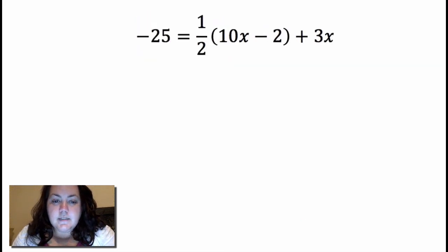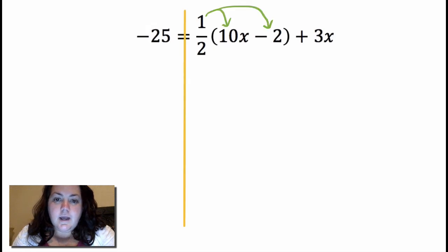Alright, the next example, I have negative 25 equals 1/2 times 10x minus 2 plus 3x. So I'm distributing a 1/2. You can either change 10 into a fraction and the negative 2 into a fraction, and then multiply your fractions, top times top, bottom times bottom.